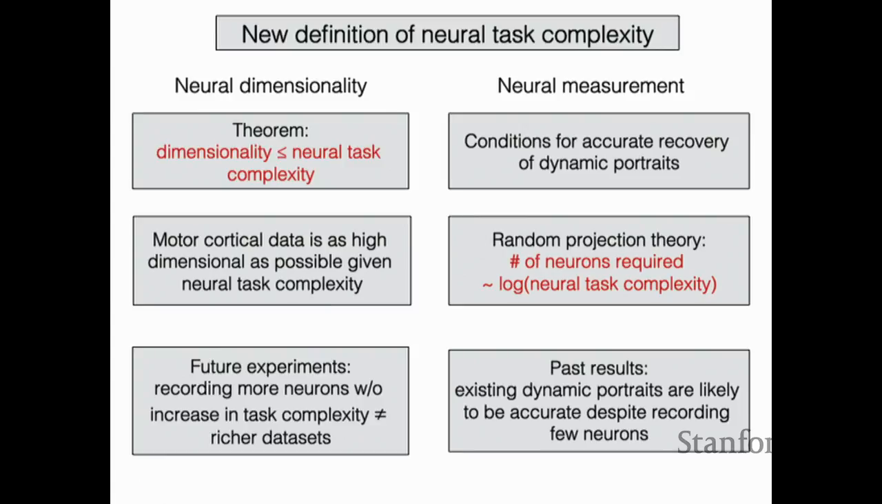implies that in future experiments, if we record more neurons without an increase in the complexity of the task, we won't necessarily get richer data sets as measured at least by their dimensionality. And moreover, we can recover conditions for accurate recovery of dynamic portraits. We can show that the act of neural measurement is like doing a random projection.